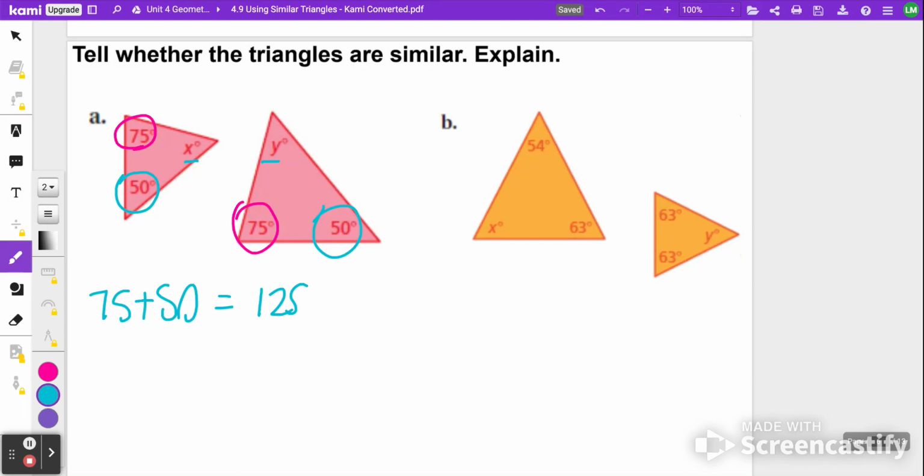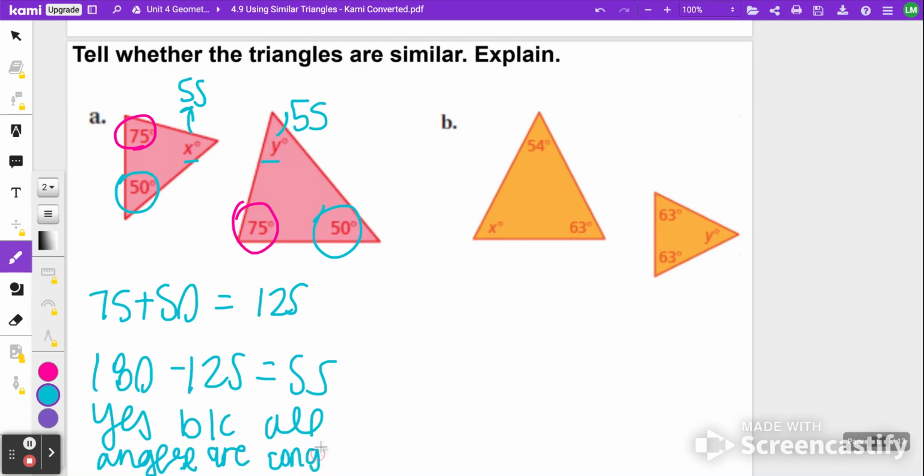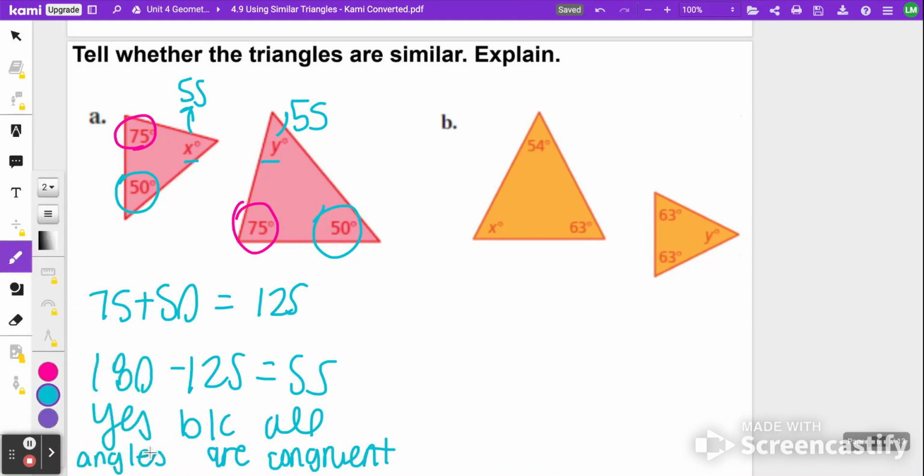Yes. Then if we subtract 125 from 180, we're going to get 55. So that means x is equal to 55 and y is equal to 55. So we can say yes, because all angles are congruent. Let me fix this word angles because that looks terrible. Angles. There we go.